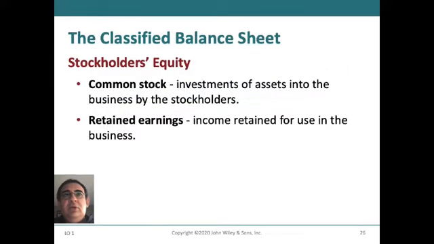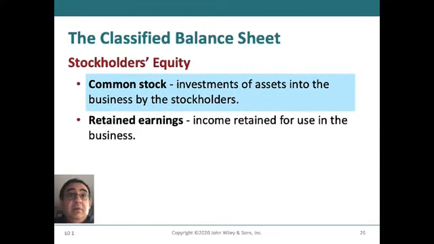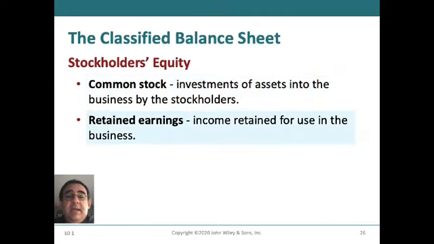Finally, we'll look at the shareholders' equity or stockholders' equity section that typically includes common stock. You can also see preferred shares there, and those are the investments of assets into the business by shareholders. And finally, as we saw in the previous video, retained earnings, which is an accumulation of undistributed profits retained in the business for future use.